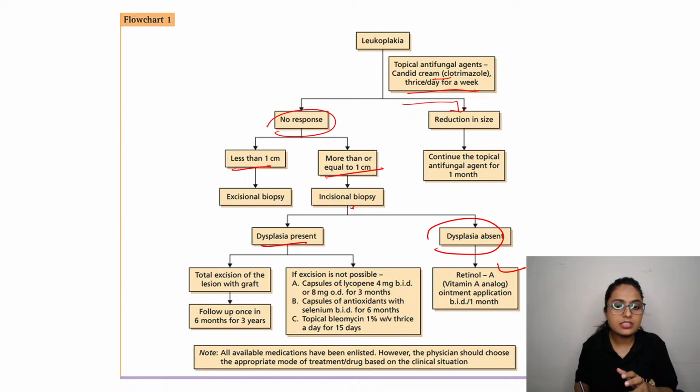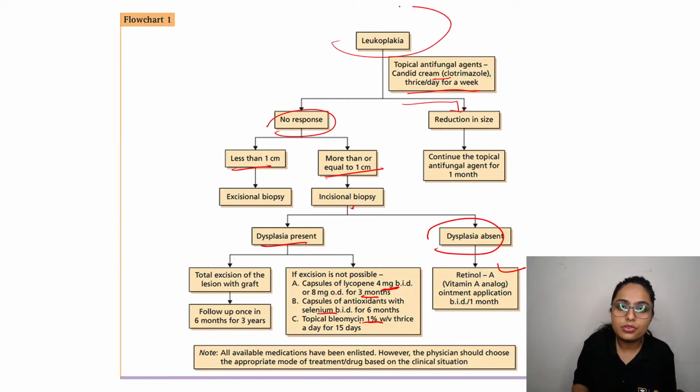And if excision is not possible, if the site is very vague or you can say unapproachable, then you can just continue with capsules of lycopene, 4 mg twice a day for 3 months. You can give capsules of antioxidants with selenium twice a day for 6 months, and you can give topical bleomycin 1%, thrice a day for 15 days. So this is the treatment plan for leukoplakia you will follow.